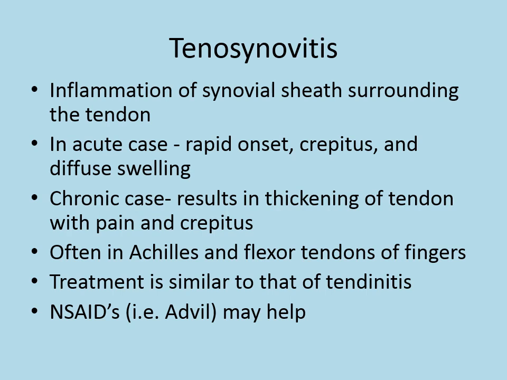For a chronic case of tenosynovitis, we can actually get a thickening of the tendon with pain and crepitus. If we were to look at the tendon side by side, sometimes the tendon will even look twice as big as the other one. Tenosynovitis is common in the Achilles and flexor tendons of the fingers. Again, our treatment is similar to that of tendinitis. We also might use some NSAIDs, so non-steroidal anti-inflammatories, like Advil, Motrin, Aleve. Those kinds of things may also help.